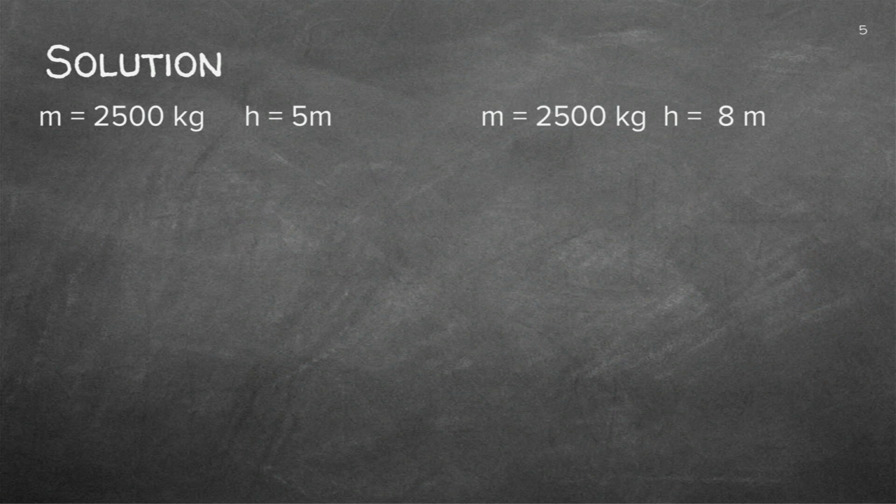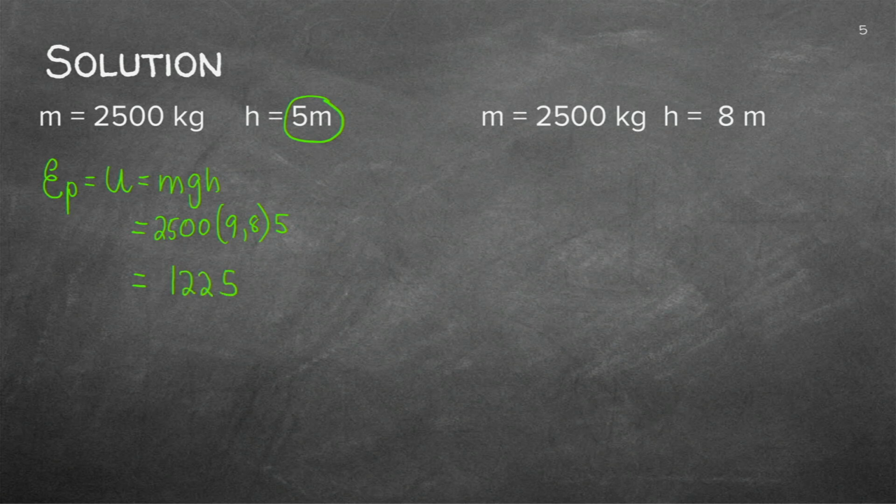So let's do it. They say we've got a 5-meter height. I put the equation in there, and you can use any one of these. I know I've got a mass of 2,500. I've got my gravitational acceleration, and I'm going to use the 5 meters now. If I do that calculation, I found the answer to be 122,500 joules. Do you see?